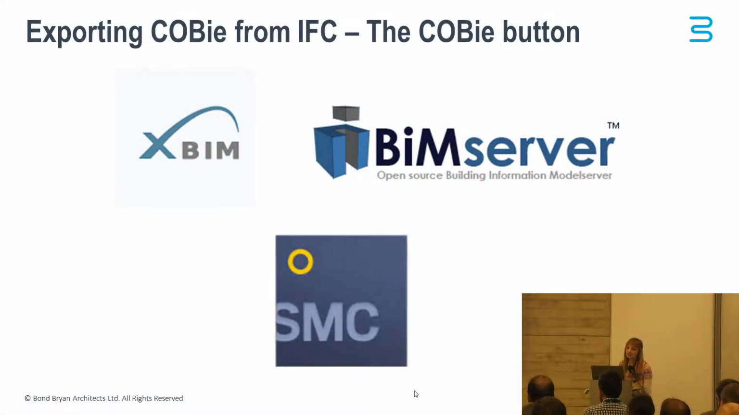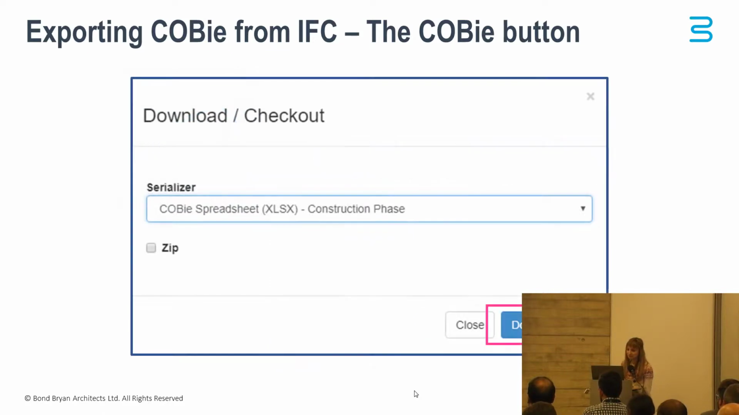Once you have the IFC, you need a tool to extract out the COBie data set and put it in a spreadsheet format. Over the years, there's been an ongoing joke that there is no such thing as a BIM button. And there isn't really, but these programs do kind of have COBie buttons. Some of the programs are XBIM, which is free, BIM server, that's free, and COBie model checker, that's not free. And just to prove it, here's the BIM server button.